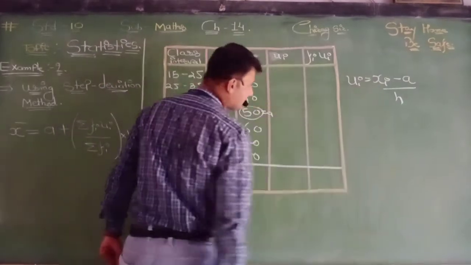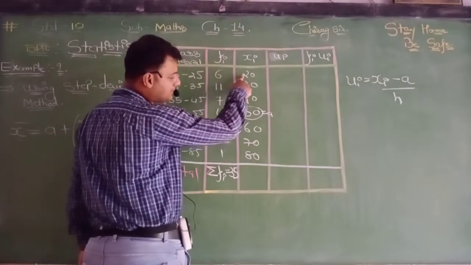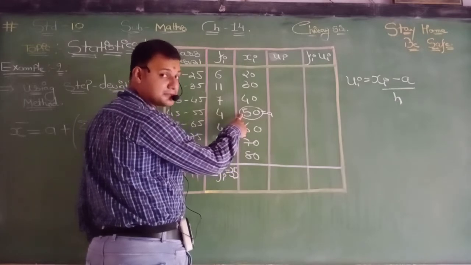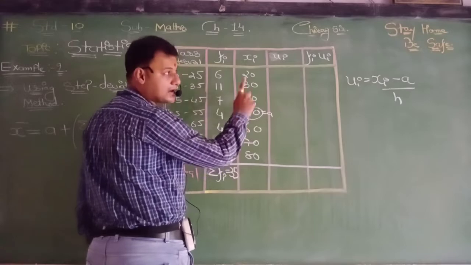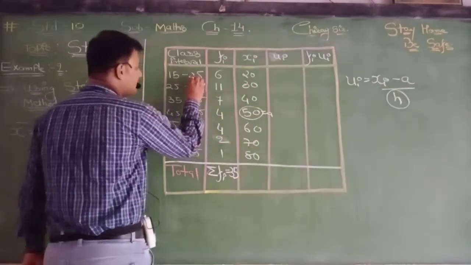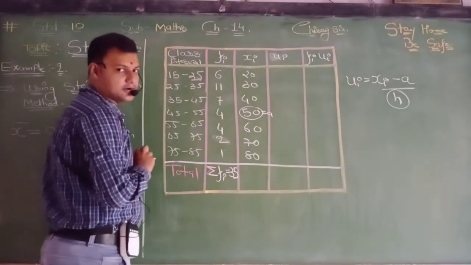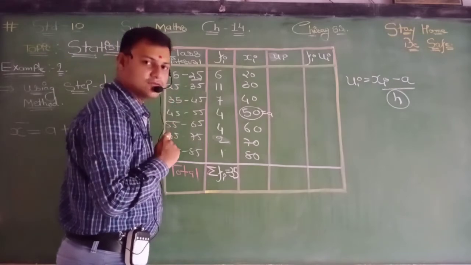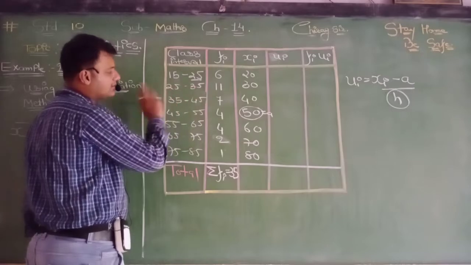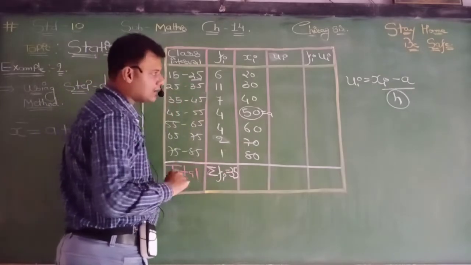What is our formula? xi minus a. xi is 20, a is 50. 20 minus 50, that is minus 30. Now what is h? See here, h means upper limit minus lower limit. 35 minus 25, that is 10. Each and every class has the same width. 35 minus 25, 10. 45 minus 35, 10. Okay.